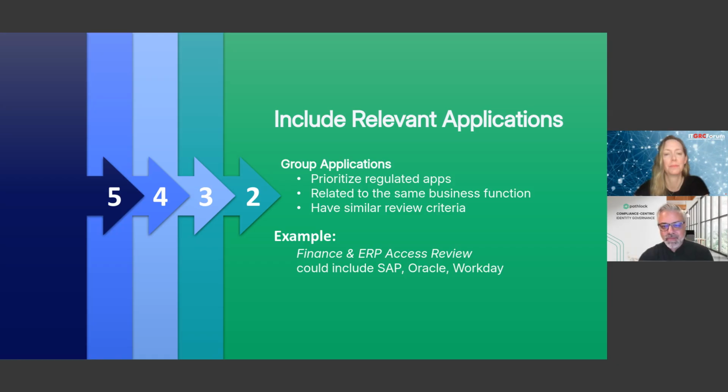Include the relevant applications. We talked about this, the best practice is to consolidate the access review campaigns and prioritize your regulated applications that support the same business function. You can group them by people who have similar review criteria. An example would be a finance and ERP access review that could include SAP, Oracle, and Workday, and that's it, right? And maybe it's just the high-risk access within those 3 applications. So it's easy to manage, more actionable, and aligned with how your business works.